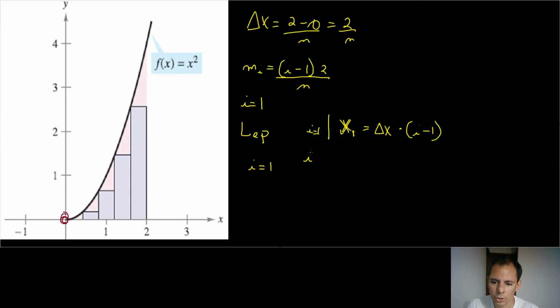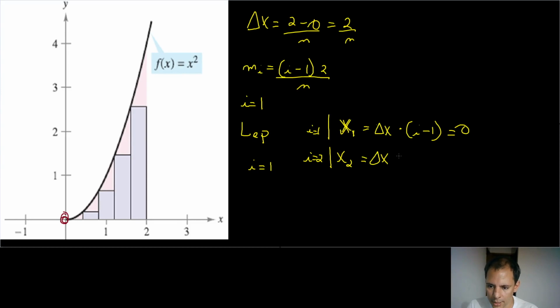Okay, now let's do I equals 2. Now you're going to have an x sub 2, which is delta x times, since it's the left-hand point, I minus 1, which is 1. In here, you're going to have delta x. Oh, I'm sorry, hold on. In here, this is going to be equal to 0. Why? Because it's delta x times 0, okay?